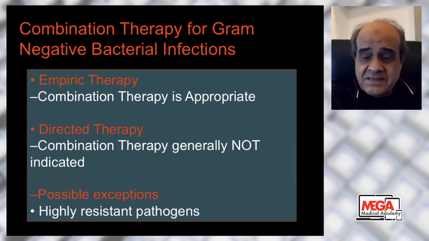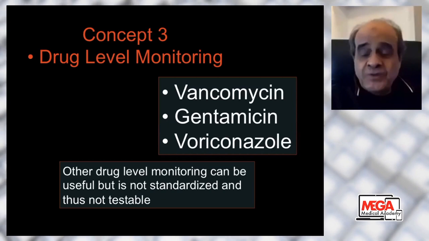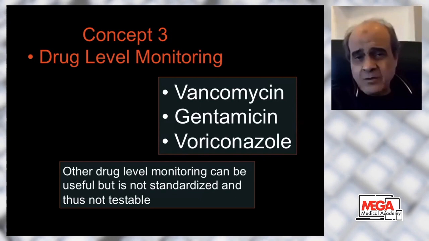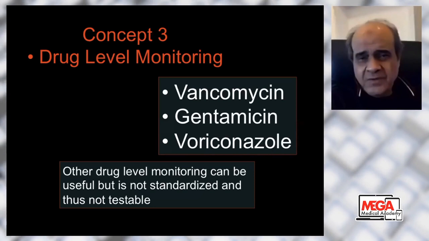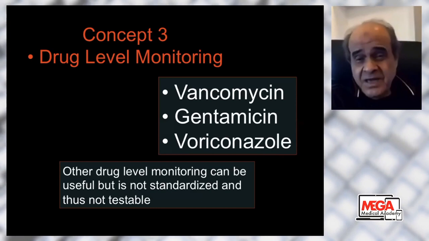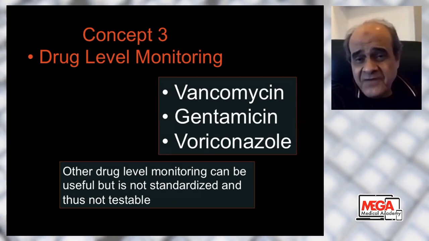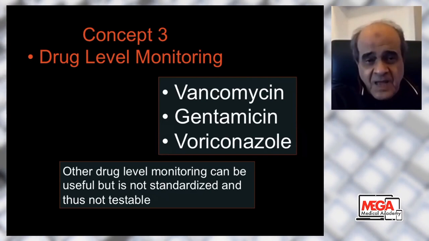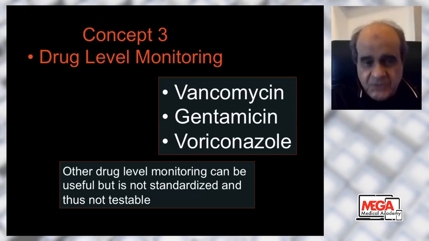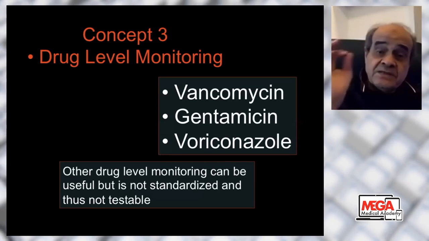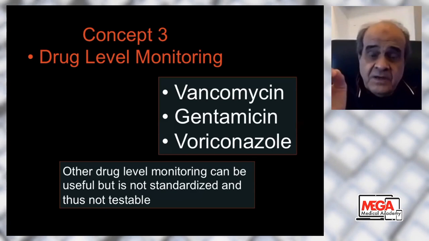Another concept: drug level monitoring. We don't monitor the level of every drug or every antibiotic. Only some drugs we monitor, because they are nephrotoxic, or their efficacy depends on MIC and the concentration, like vancomycin, gentamicin, voriconazole. We are afraid of nephrotoxicity and of a lack of efficacy of these drugs if the level is below the target or trough level. Other drug level monitoring can be useful, of course, but it is not standardized and not tested. But the most common drugs for which we have to ascertain the level or trough level are vancomycin, gentamicin, and voriconazole.